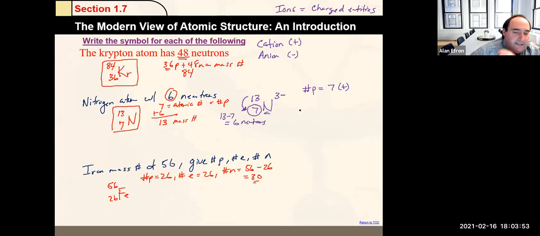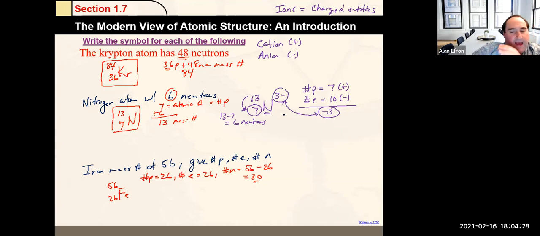So it's clearly not the neutrons, it's clearly not the protons that is different. It is actually the number of electrons in this case. And it would actually have 10 electrons. If you take 10 negatives and add them to 7 positives, you are left over with a -3. And that -3 is where the charge comes from. So the -3 that we see here comes from that difference in the number of electrons.